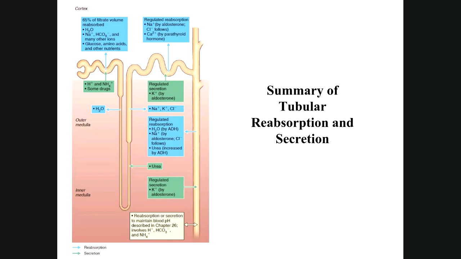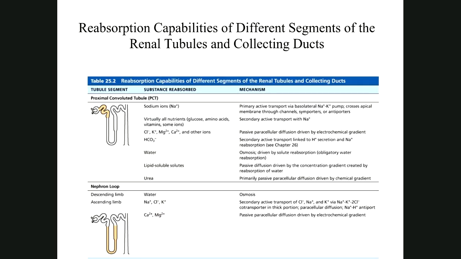So this is the proximal CT. The substances that are reabsorbed are water, lipid soluble solute, urea, some iron, sodium. Primary, passive, and osmosis, and secondary active transport happen over here. Nephron loop, some ions.